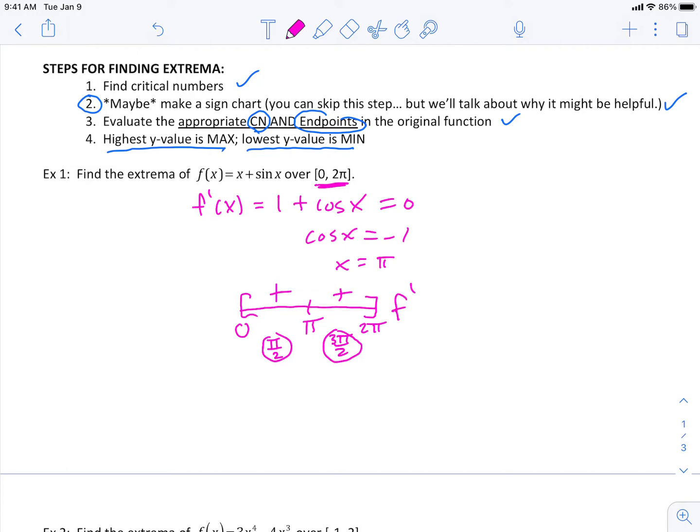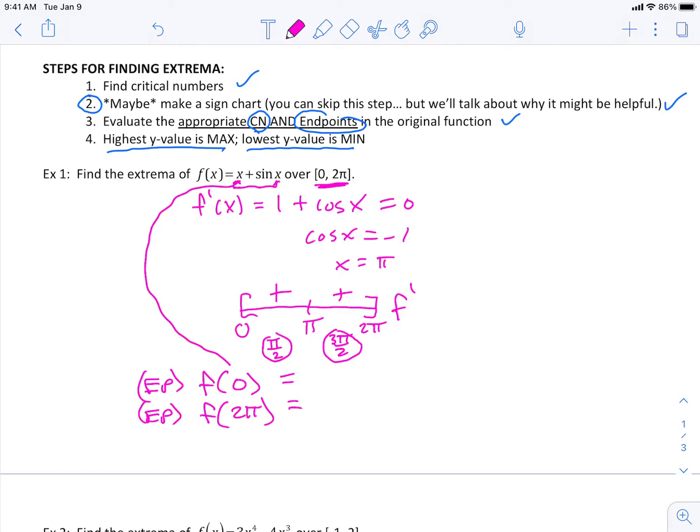So now we're on to step 3. We're going to evaluate. So what is the function equal to at 0 and at 2 pi? And again, you could test pi, but it's not necessary. So in this case, all we're doing is testing the endpoints. So I'm going to use EP to show that. We're testing the endpoints. If I plug 0 back into x, so we're doing 0 plus sine of 0. Well, that's going to be 0. If I plug in 2 pi, 2 pi plus the sine of 2 pi, that's also going to be 0. Or I'm sorry, that'll be 2 pi. 2 pi plus 0, which is 2 pi. And so we are done.